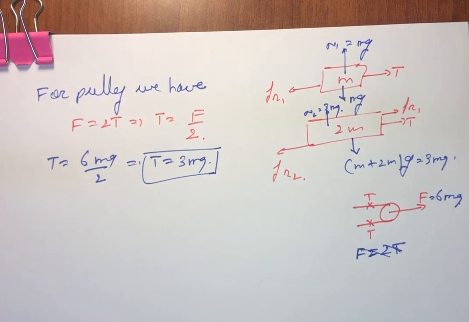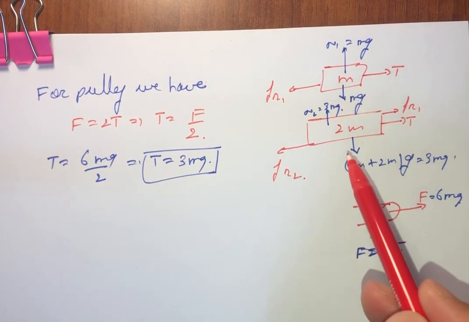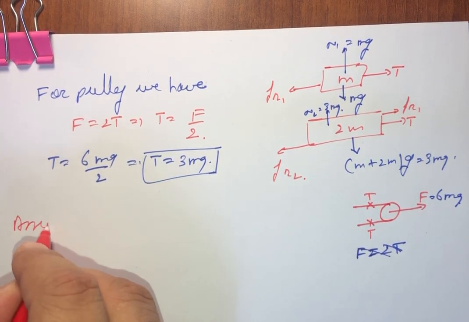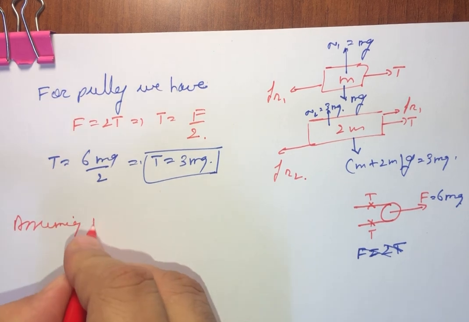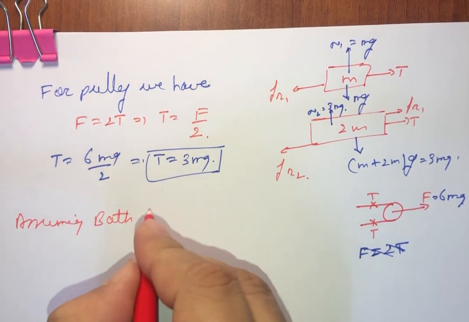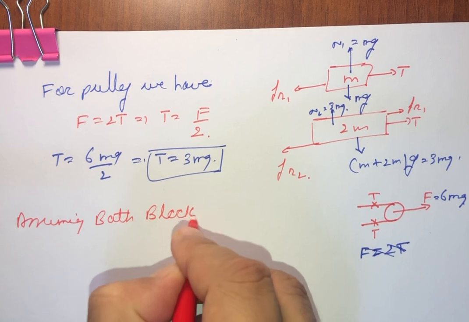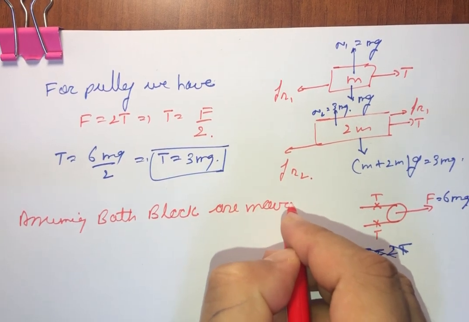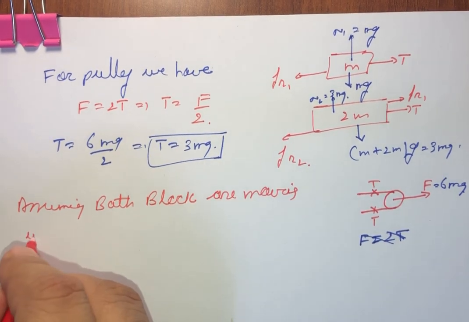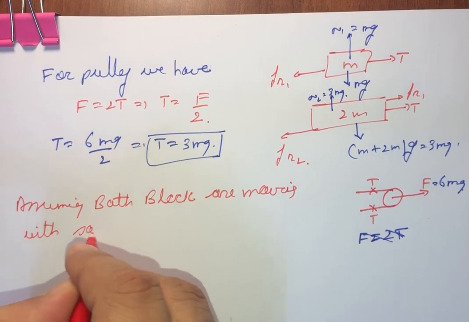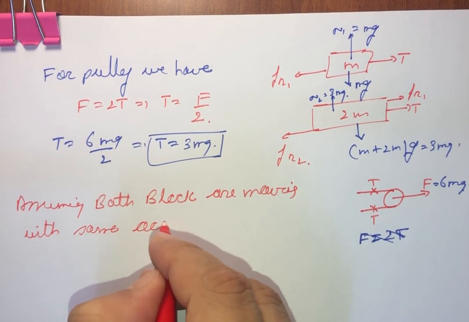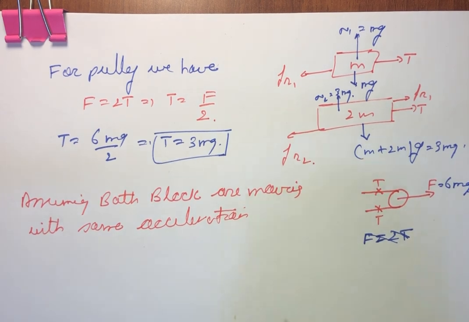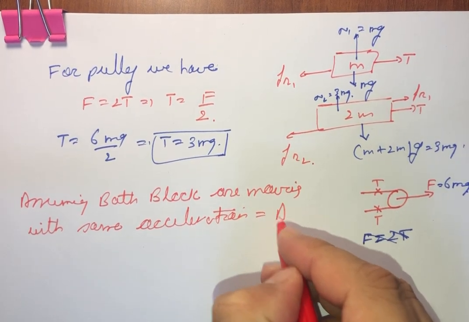and next we assume that both the blocks are traveling with the same acceleration. Assuming both blocks are moving with same acceleration. Okay, and let us suppose that is given as capital A.